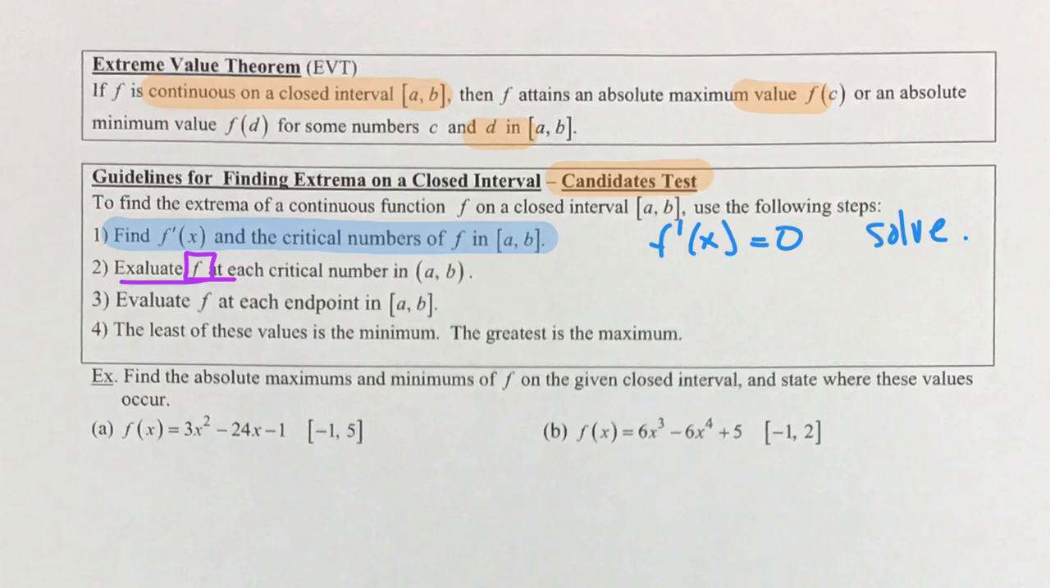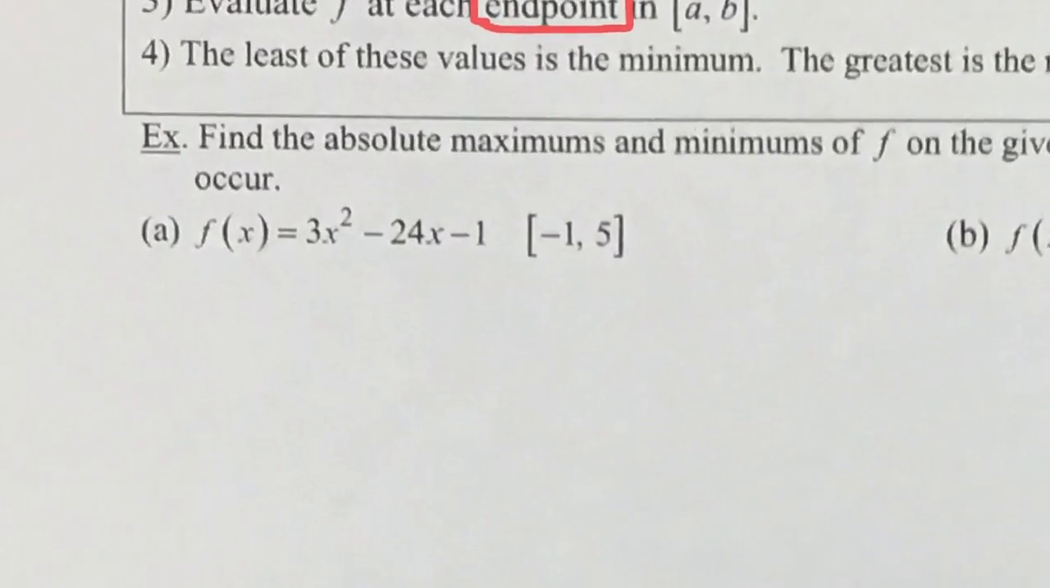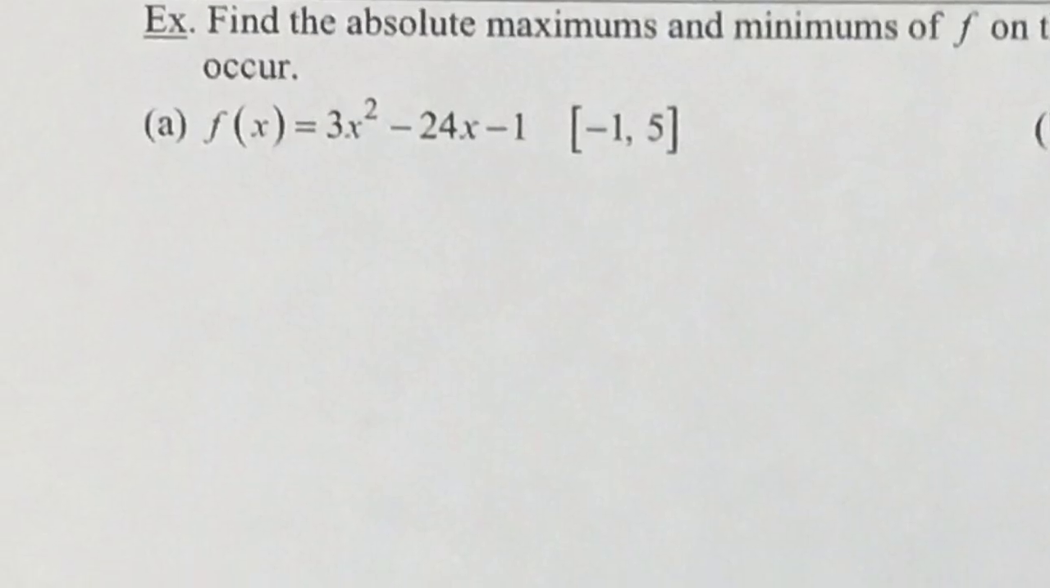And in addition, you're going to evaluate each endpoint. So our critical values are the zeros of your derivative and the endpoints. And then you're just comparing those y values. Whichever one has the largest y value, that's where your max is. And whichever one has the smallest y value, that's where your minimum is. So let's see if we can do the math for a couple of problems here. Find the absolute maxes and mins on the closed interval from -1 to 5.